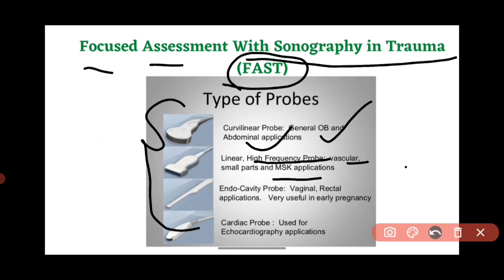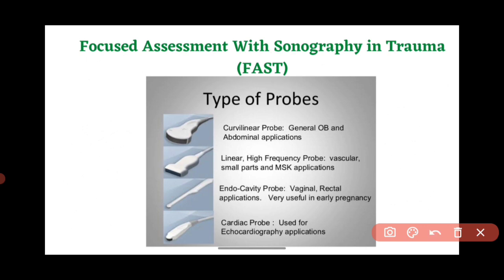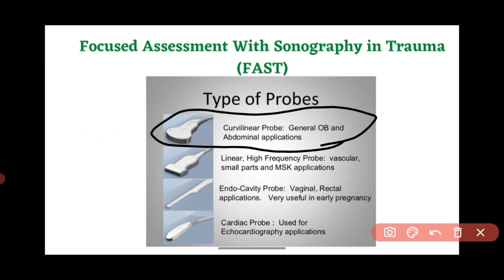Understand? So if you know the indication for each probe, it will be very useful for you guys in solving the answer. So in case of FAST sonography during trauma, we are going to use what? Curvilinear probe only. Curvilinear probe only. So the correct answer is option D, curvilinear probe.